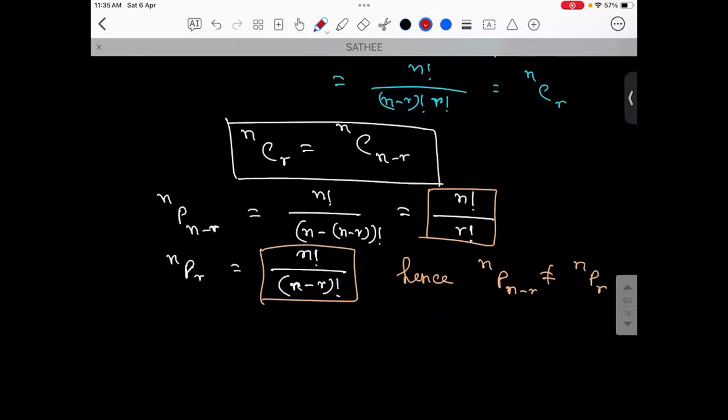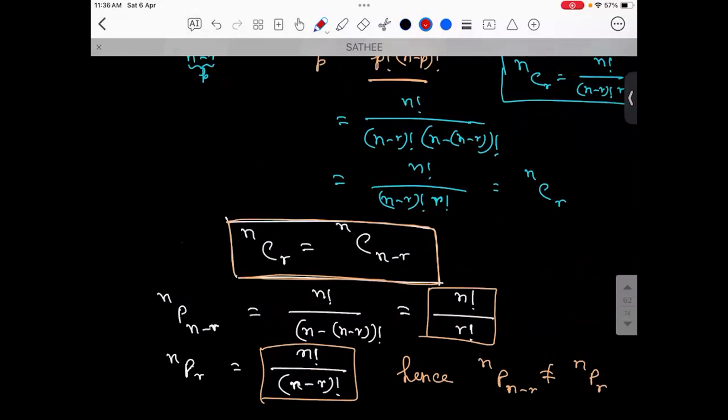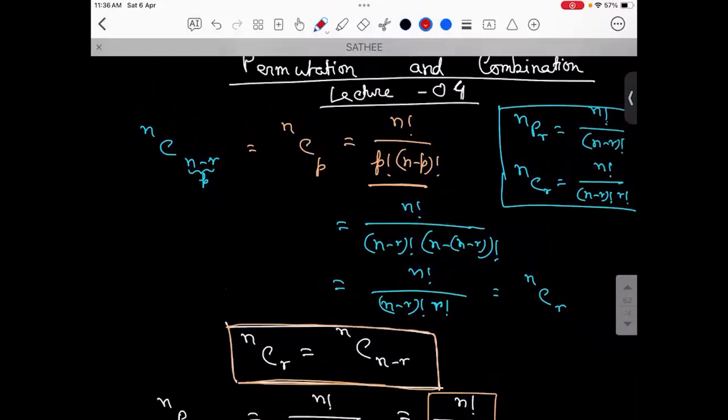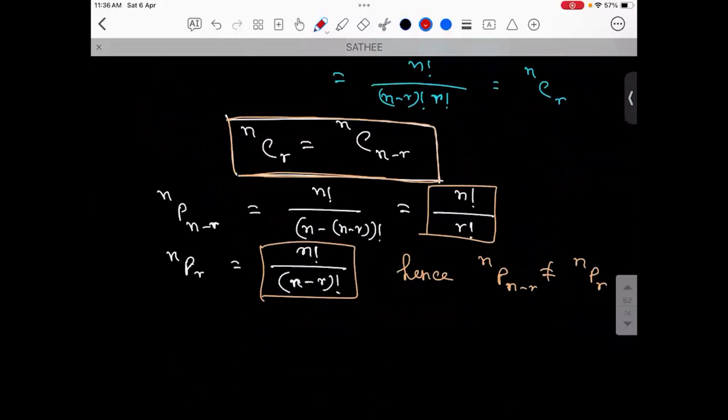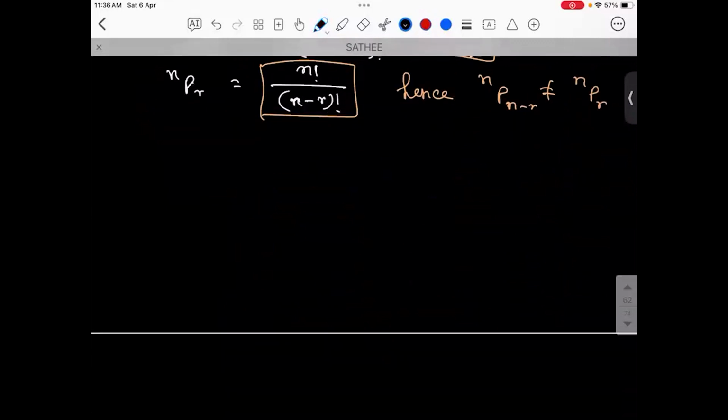So in case of permutation, these two terms are not equal, but in case of combination, we should recall that these two terms are equal. This is just because of the formula of combination. Okay. Now let us start one example to understand how we can solve these things. So let us do one example.